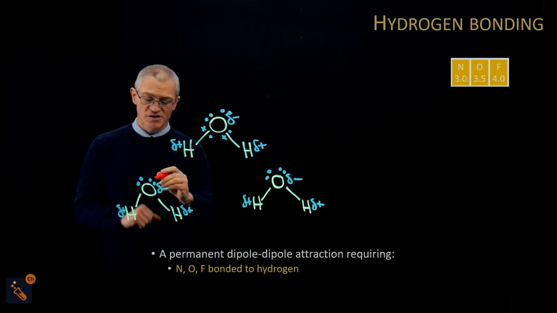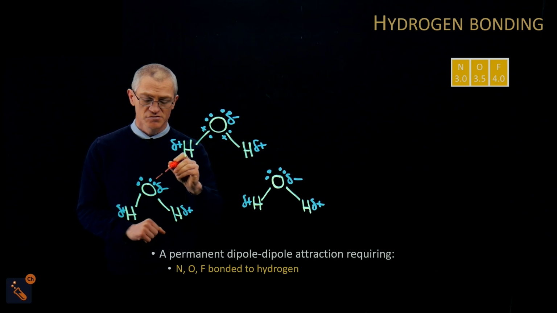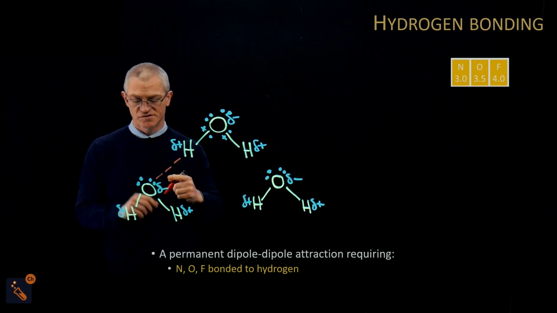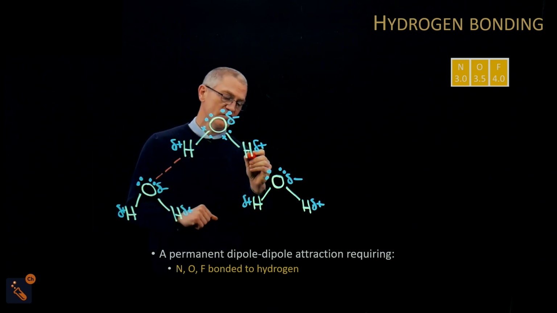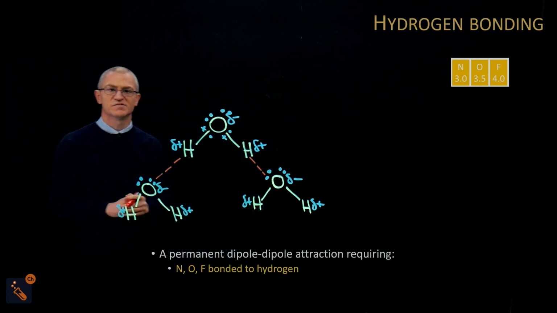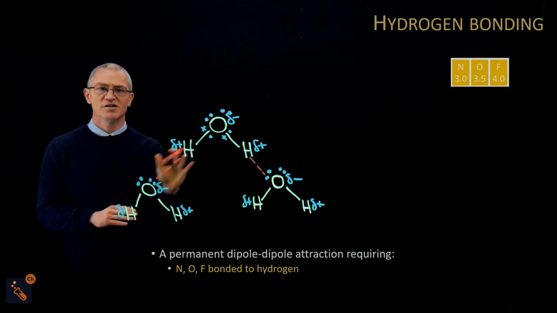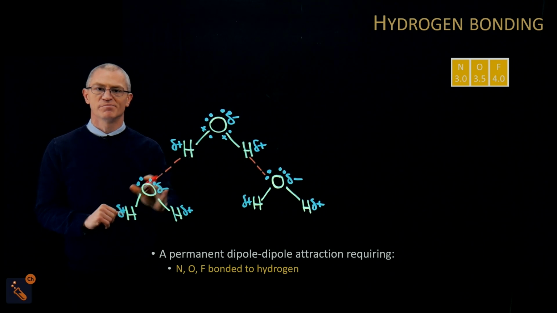The attraction is from the lone pair to the positive. So we've got the delta negative going to the positive, and we've got that going to positive. So that is a permanent dipole-dipole attraction of a specific type, which is hydrogen bonding.